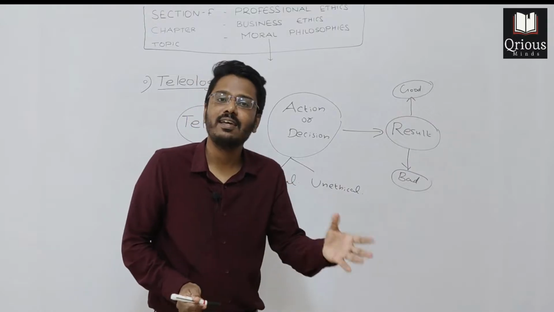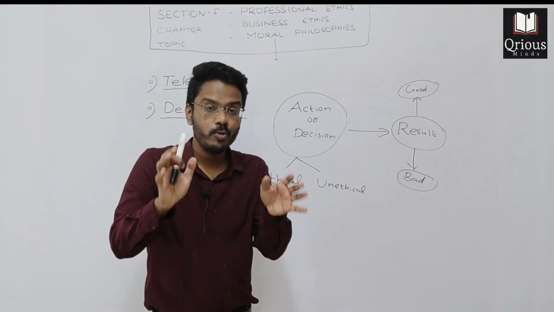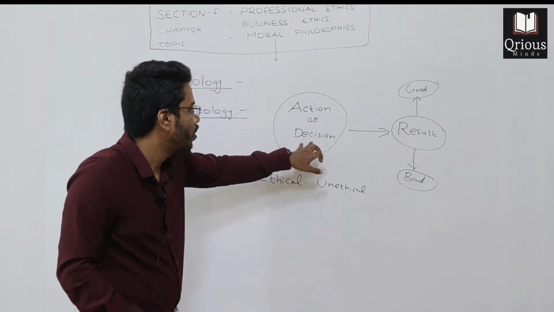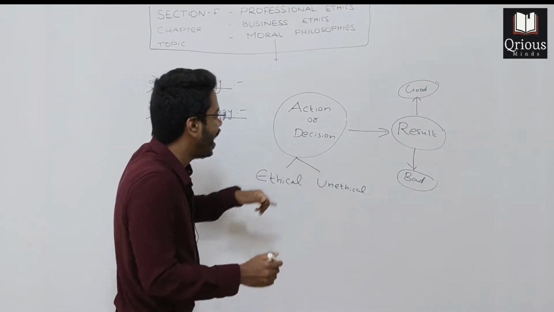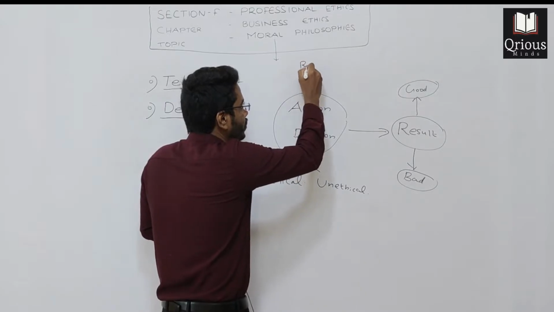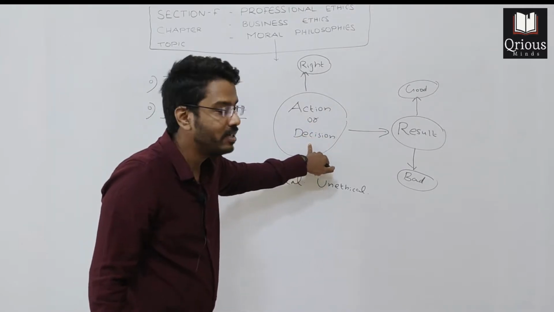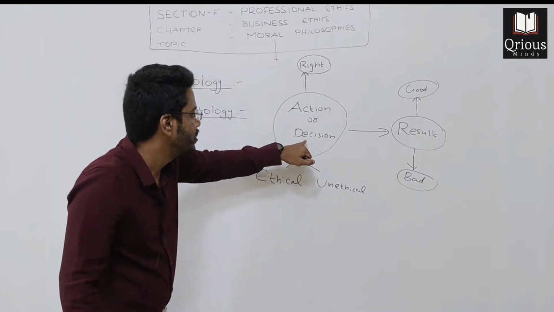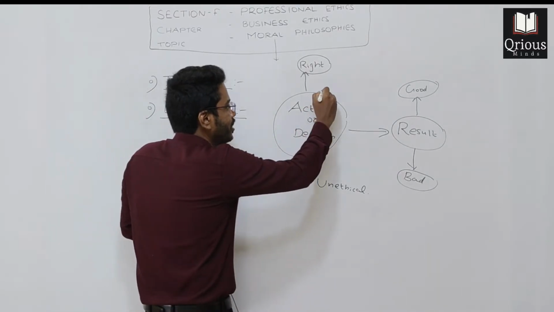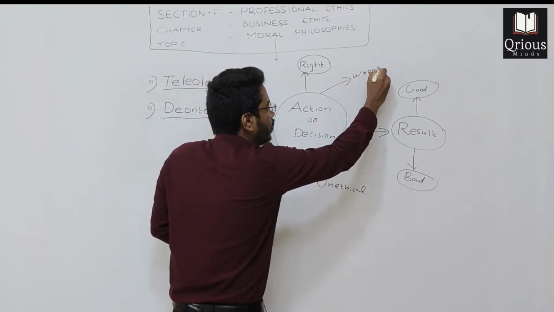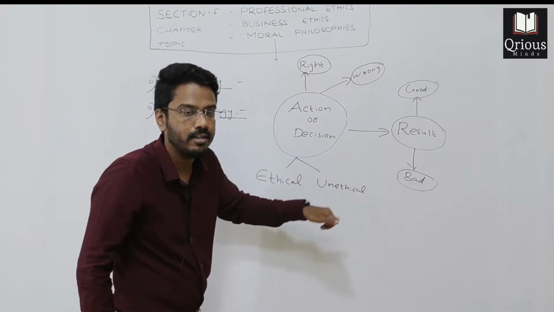Now let's move on to the second philosophy, deontology. Deontology is one of the moral philosophies that advocates that an action or decision can be considered ethical only if the action or decision is right. Only if the action or decision which has been taken is right, only then is the decision or action ethical. If the action or decision in itself is a wrong action, then it is an unethical action or unethical decision.